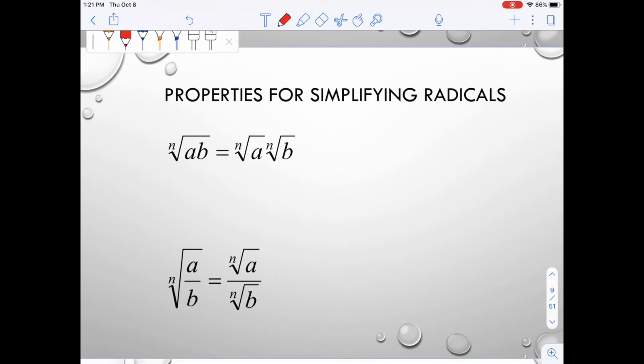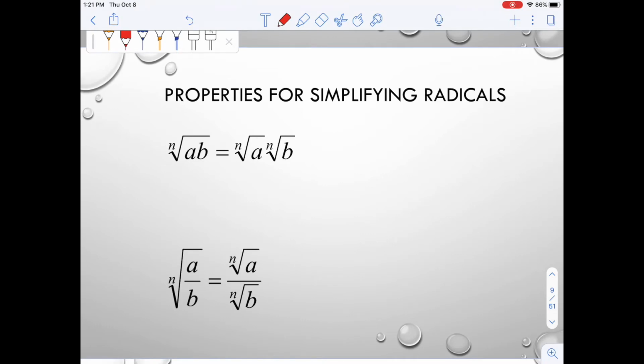I already talked in a slide earlier about the properties of simplifying radicals, right? So remember that we actually have a product and a quotient rule in terms of properties for simplifying radicals. So the nth root of a times b is the nth root of a times the nth root of b, and the nth root of the fraction a over b is the nth root of a divided by the nth root of b.